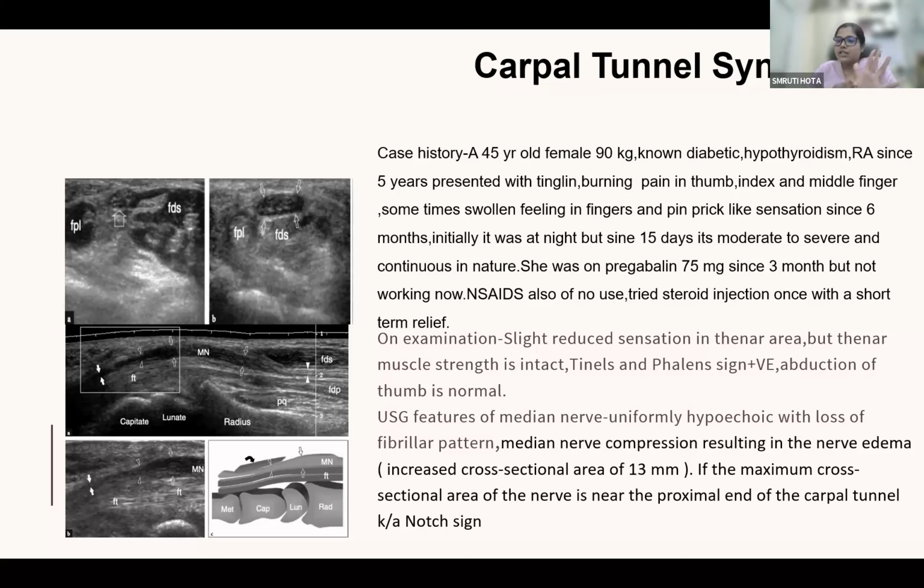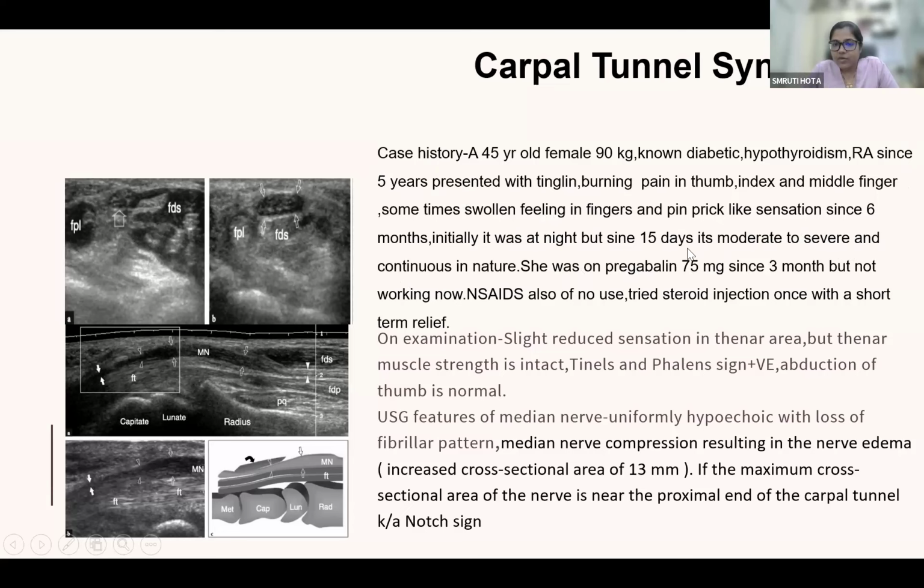sensation. Since 6 months, initially they usually complain that pain is more at night, and after shaking the hand or after moving the hand, the pain goes away. But gradually, what happens? The pain becomes continuous and gradually more severe. And as she has given a history of long duration pain, initially it was at night, but for the last 15 days, it is moderate to severe and continuous.